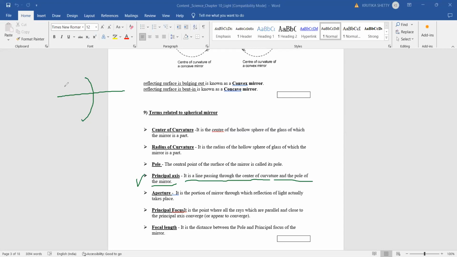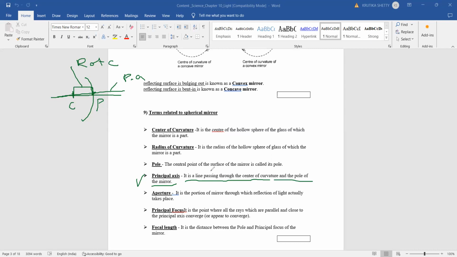Suppose this is your center of curvature and this is your pole. The line passing through these two points is called the principal axis. Don't get confused here with the radius of curvature. The line through the center of curvature and the pole is called the principal axis. The distance between the pole and the center of curvature is called the radius of curvature. No confusion? No confusion.